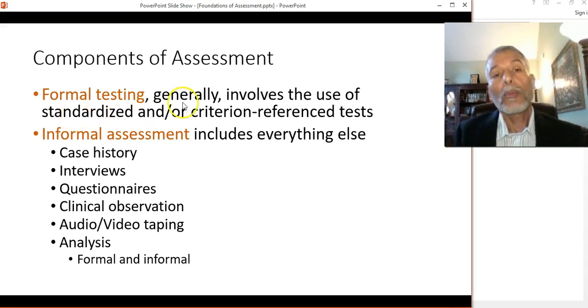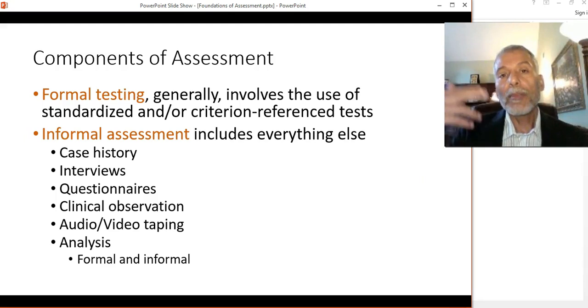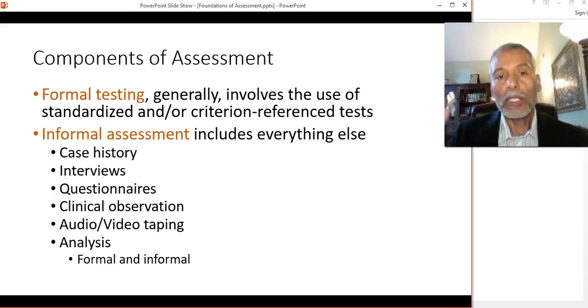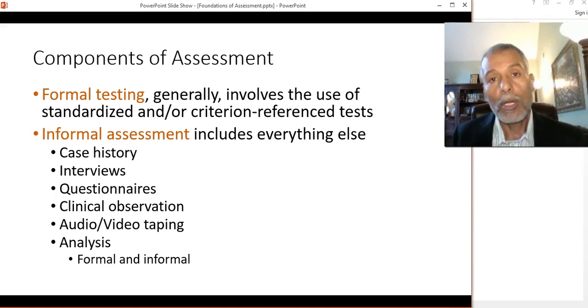So as I explained, formal testing involves any kind of standardized test or criterion reference test. And we'll explain the differences. A standardized test is a test that has been administered to a large number of cases in the population, maybe 5,000, maybe 10,000, maybe 15, 20,000. The larger the sample that took the test, the more accurate the test is.